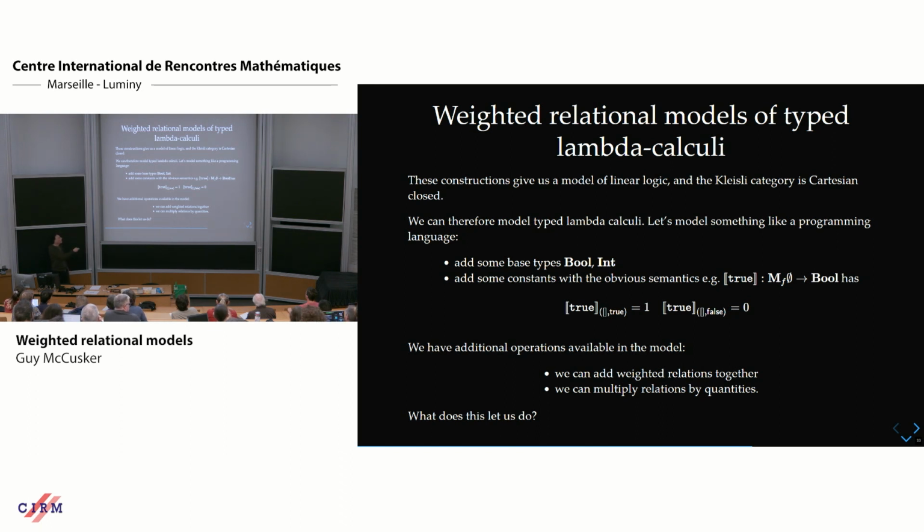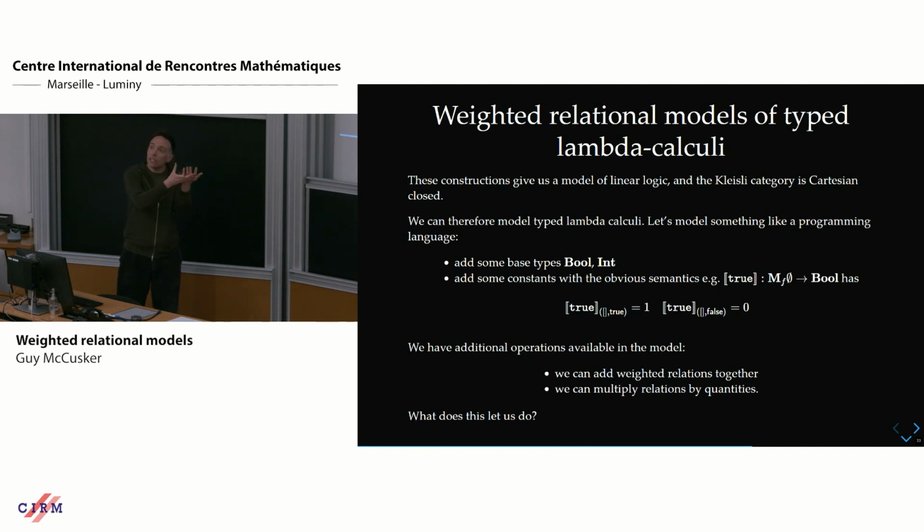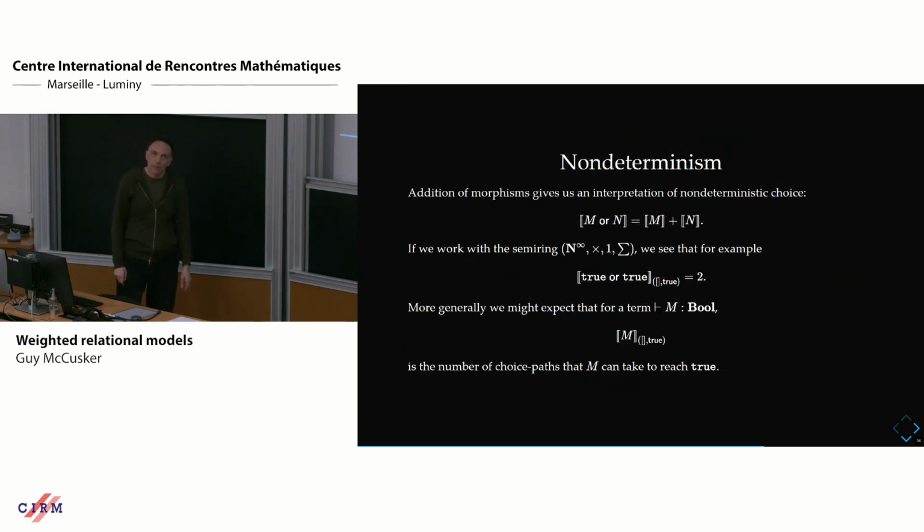So let's do it. We can throw in some base types for the Booleans and the integers. We can throw in some constants with the obvious semantics. So the constant true will give you an output of true with coefficient 1. The constant true will give you an output of false with coefficient 0, for example. And then you can model the simply typed lambda calculus because you have a Cartesian closed category and nothing interesting is going on. But in this model, we can do things. We can add relations together, and we can multiply them by quantities. So what does that let us do? Well, it lets us add things together and multiply them by quantities.